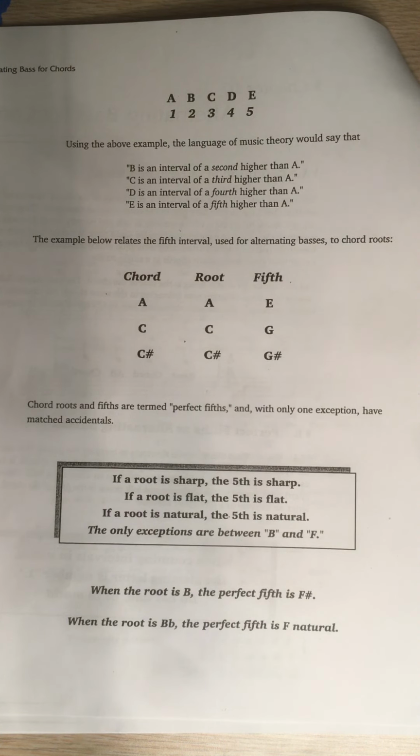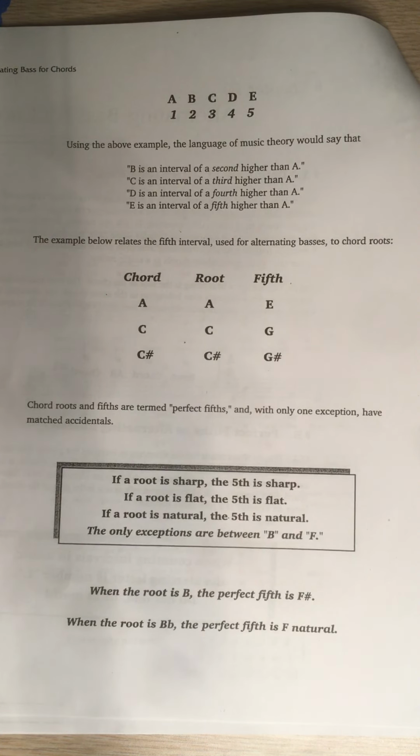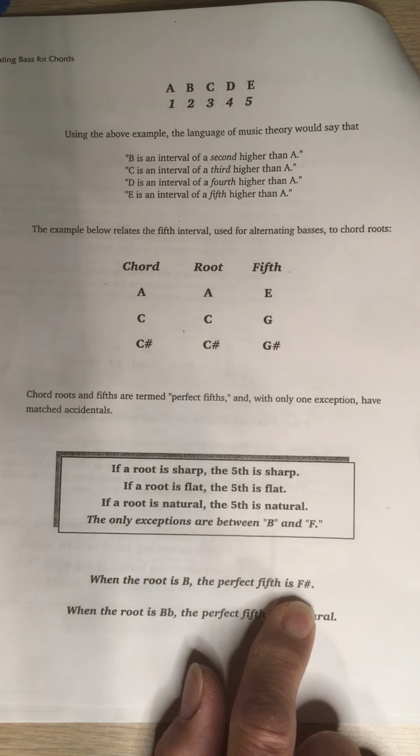The only exception is between B and F. So the distance between B and F is only 3 steps. It's a spot in the C scale that does not match up to 3.5 steps, or the perfect fifth. And so when we play, you'll notice we do have a B chord. It's B7. When we play or chart out how to play an alternating bass on a B7 chord, we must use F sharp and raise that tone up. So all the other tones will be matching natural notes. So when the root is B, the perfect fifth is F sharp.